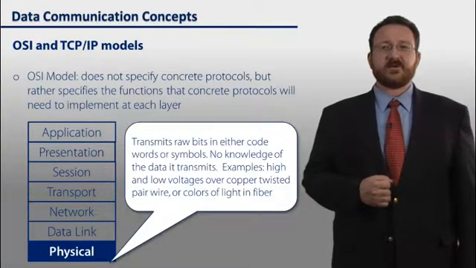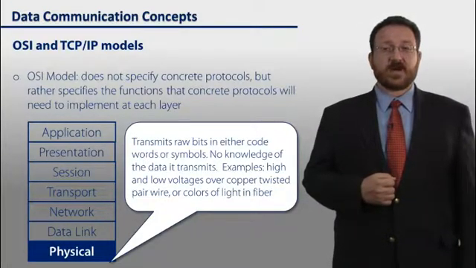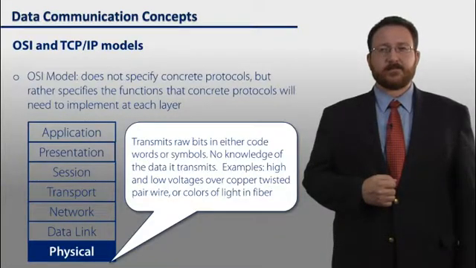At this layer, there's no knowledge of the data that's being transmitted. So for example, high and low voltages over copper or twisted pair wire or colors of light in fiber is what we would see at this layer.